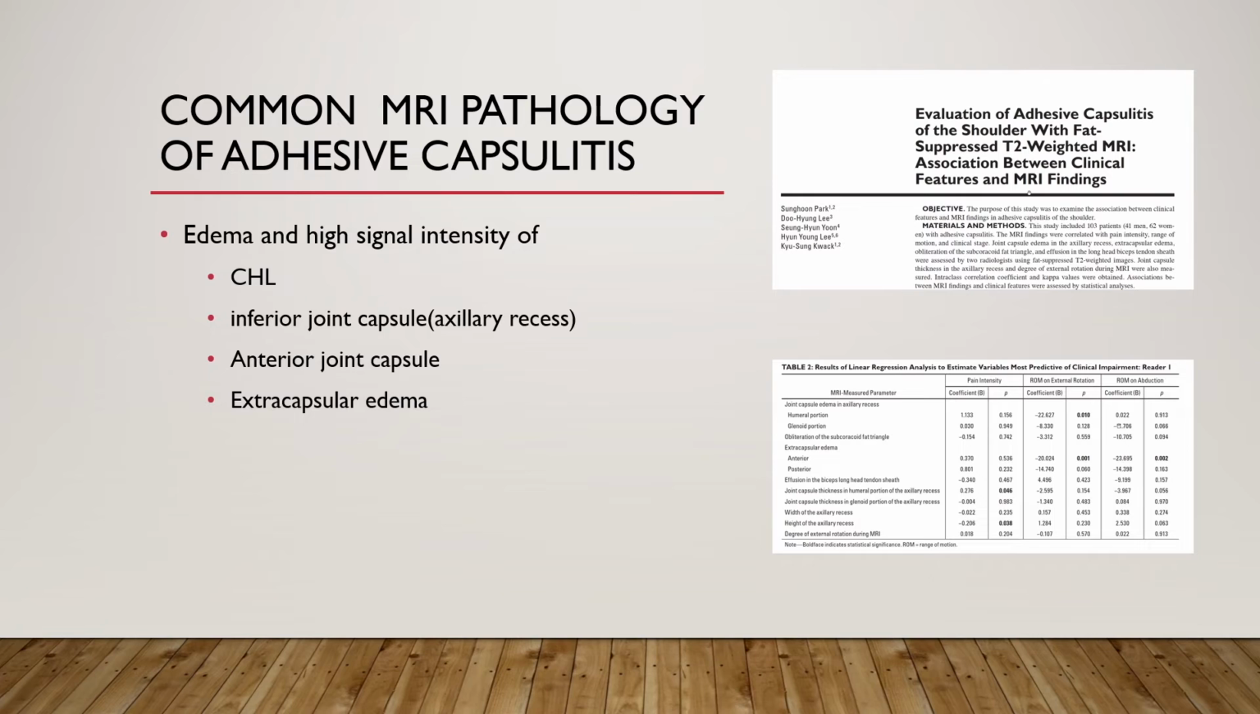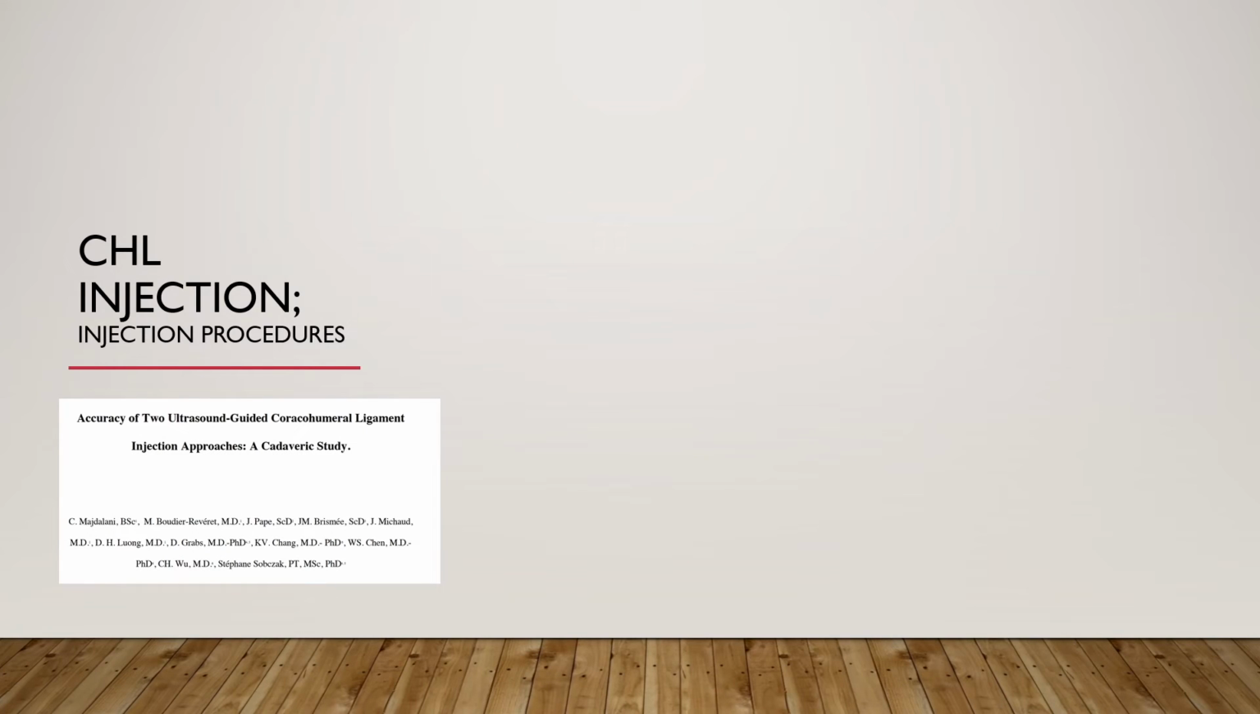Edema and high signal intensities are found in many areas of the anterior and inferior capsule. Coracohumeral ligament is one of the predilection sites of pathology involvement of adhesive capsulitis. I always include the coracohumeral ligament as one of the injection sites when I find pathology in it. Please read this article. I agree with the author's opinion.